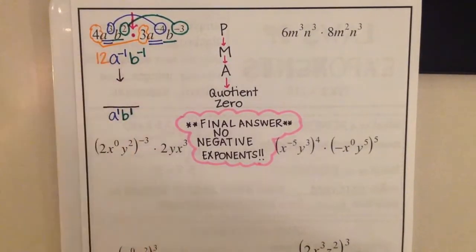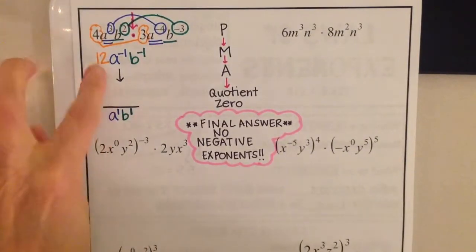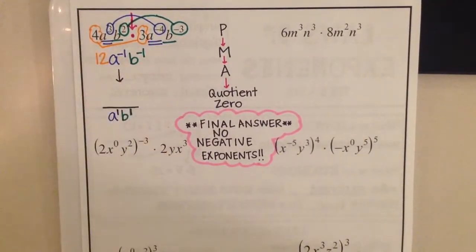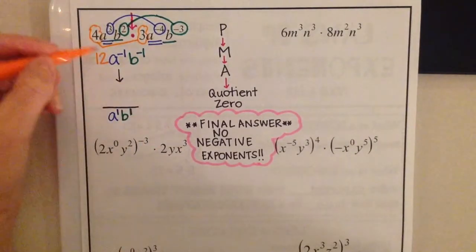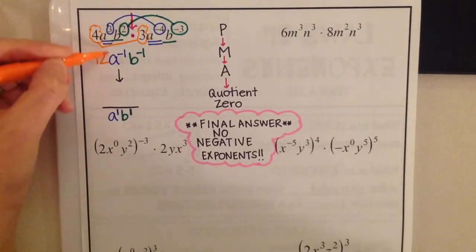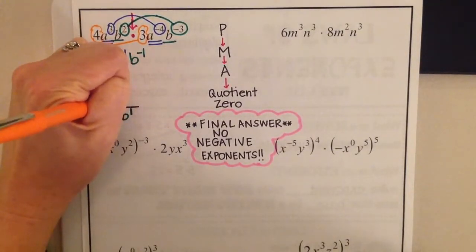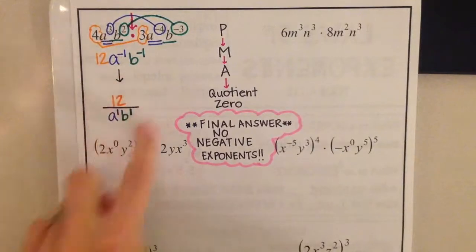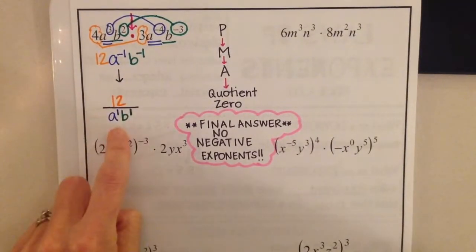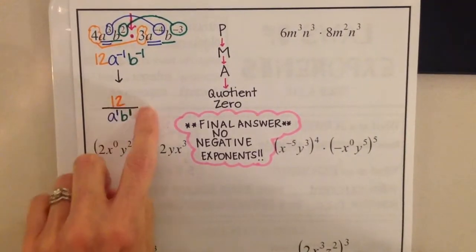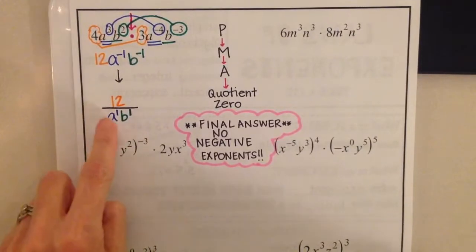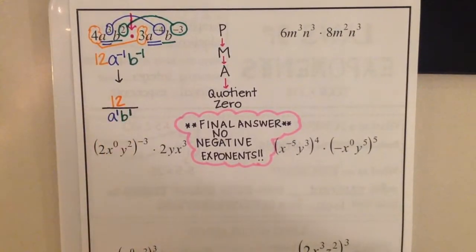And now I have to take care of this 12 because I can't just leave it off. It's part of my final answer, so I need to make sure it gets written down with my final answer. And since its exponent is actually an invisible one, it's a positive, so it's going to stay and become part of the numerator. So this would be my final answer that I would be looking for on a quiz or a test. I would have 12 all divided by the product of a and b.